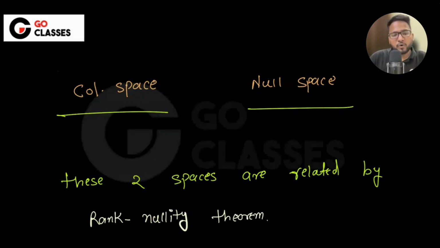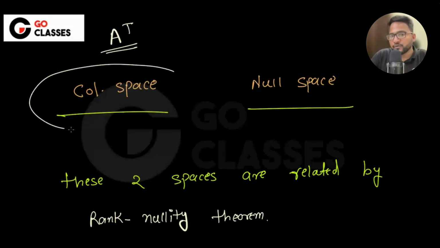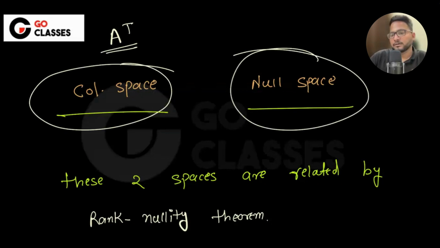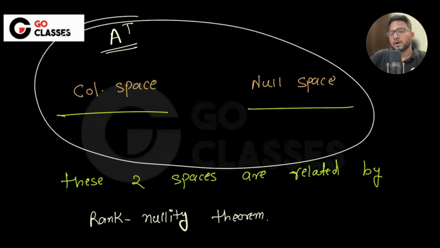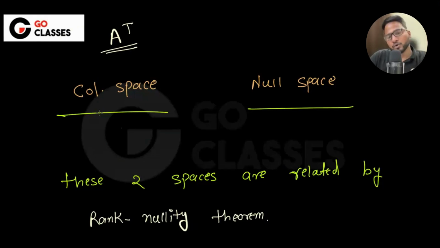Now, if you talk about other spaces, you can talk about them in terms of A transpose also. For A transpose, the column space and null space are nothing but the row space of A and the left null space of A. So ideally, for A there are only two. But we have defined two more with the help of A transpose. The column space and null space are the driving factors, but we have two more spaces that we can define in terms of A transpose, which in terms of A are the row space of A and the left null space of A.